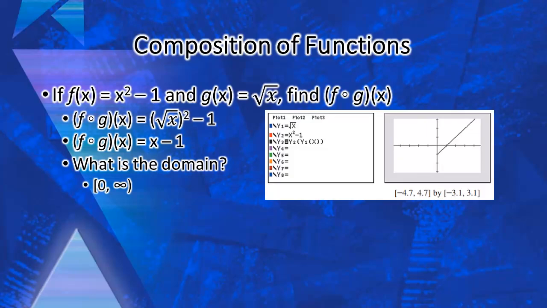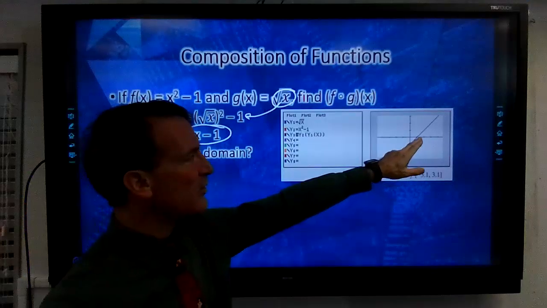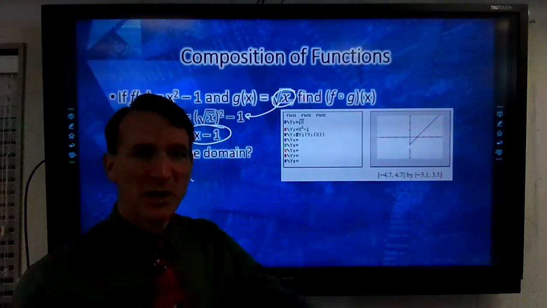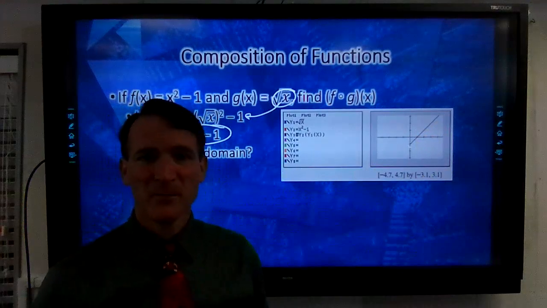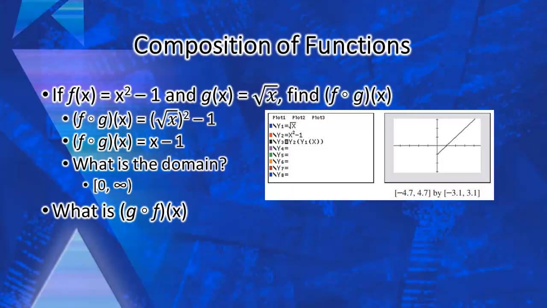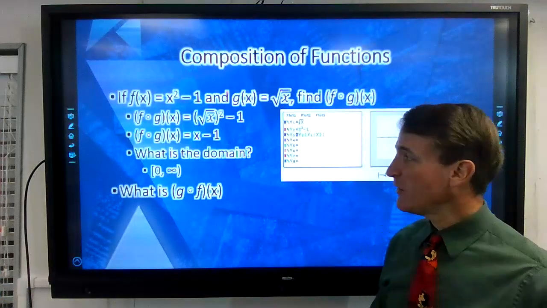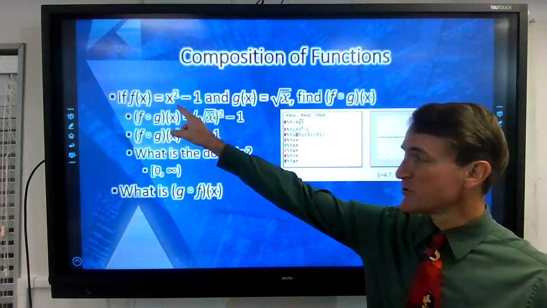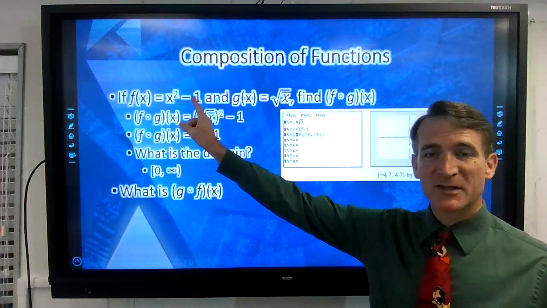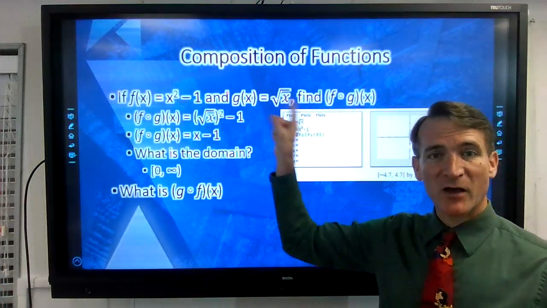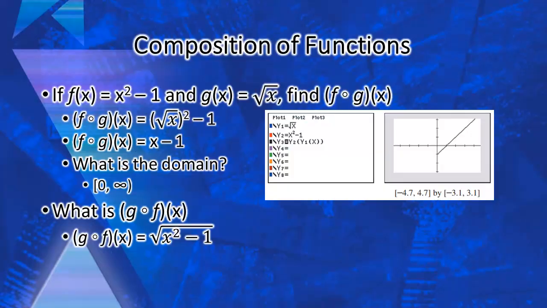If I were to look at the graph here, you can see when graphed, I start at 0 and go off into positive infinity. Try this next one. G composed of f, that means I'm going to take my f function, which is the x squared minus 1, and substitute it in for the x value in my g. So I have the square root of x squared minus 1.